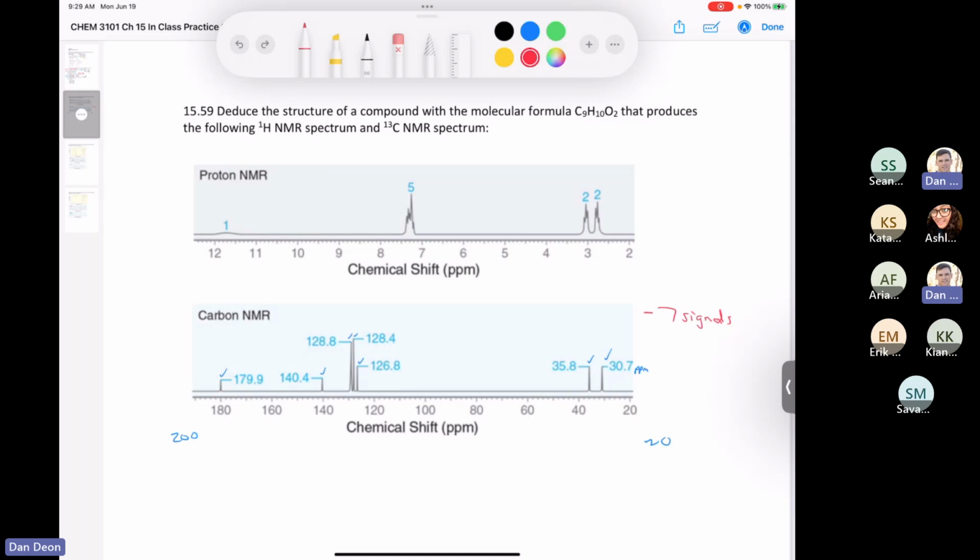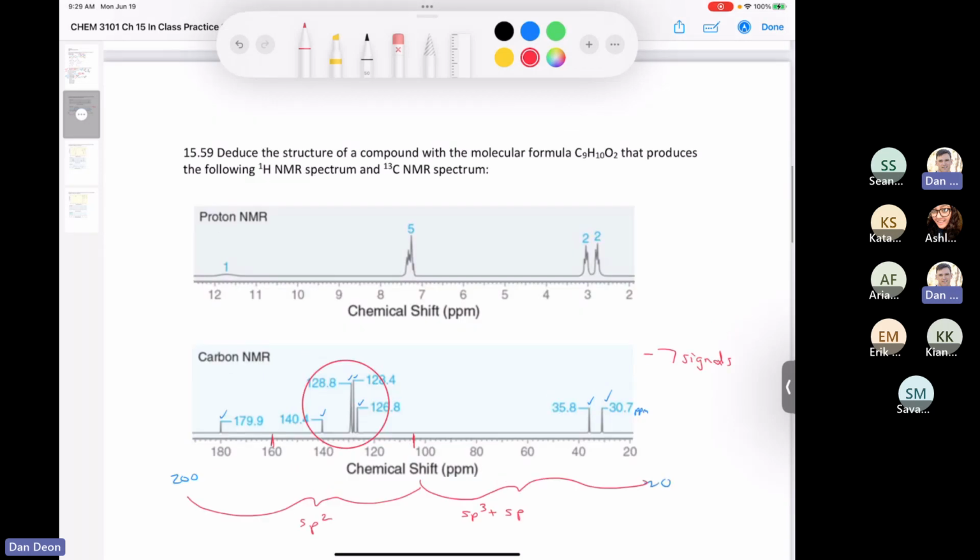So remember that we said that if you were below 100, these were kind of your sp3 and your sp hybridized carbons, and then up here we said that these are all sp2 hybridized. Now if I have a big bunch of signals in between 110 and 160, something like that, you see all these signals here. What does that suggest? Well, before we answer that, we still haven't looked at the molecular formula. The molecular formula is C9H10O2.